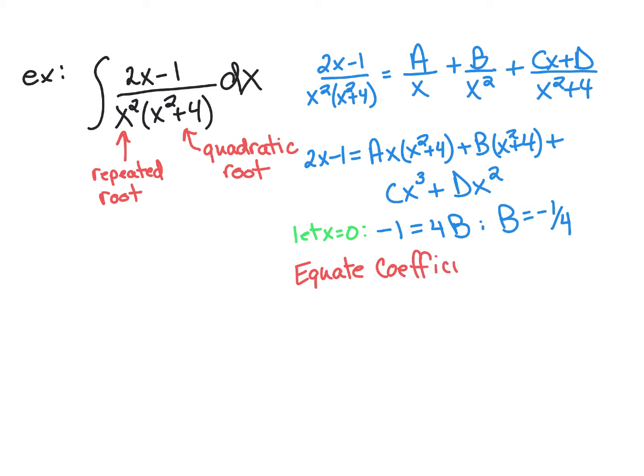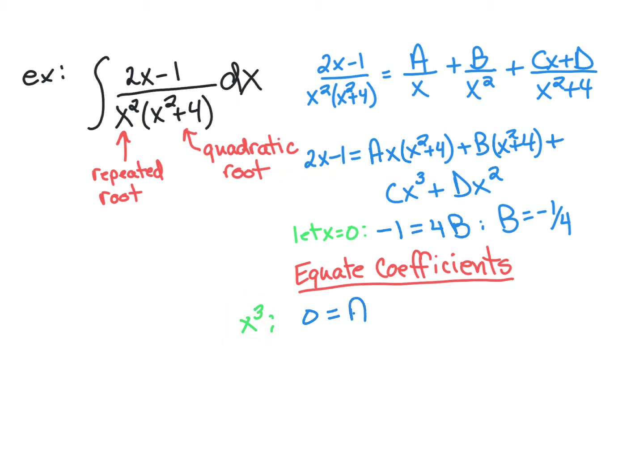But the way I want to do it is by equating the coefficients of the same powers. If this statement is true for all values of x, then I have to have the same number of x cubes on both sides, same number of x squareds on both sides, same x's, and same constants. Now, plugging in x to equal 0, I'm already equating constants. So let's look at the coefficients of x cubed on both sides.